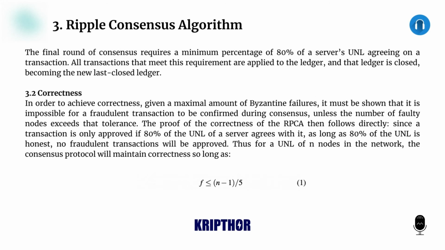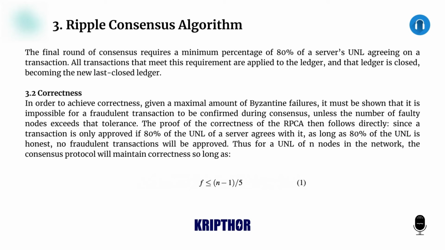The final round of consensus requires a minimum percentage of 80% of a server's UNL agreeing on a transaction. All transactions that meet this requirement are applied to the ledger, and that ledger is closed, becoming the new last closed ledger. 3.2 Correctness. In order to achieve correctness, given a maximal amount of Byzantine failures, it must be shown that it is impossible for a fraudulent transaction to be confirmed during consensus, unless the number of faulty nodes exceeds that tolerance.